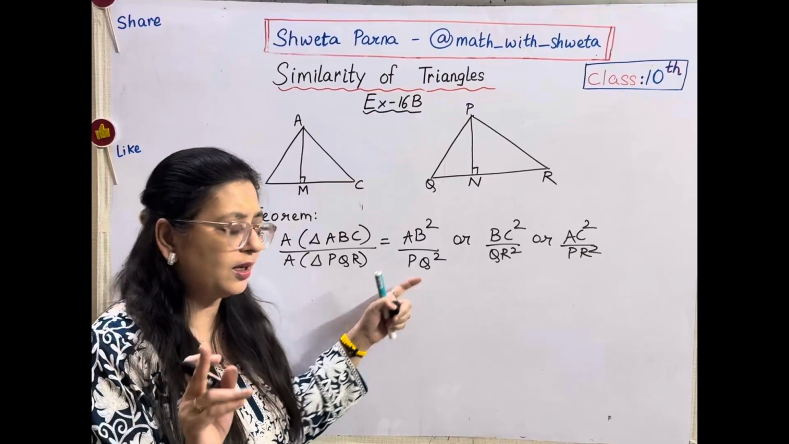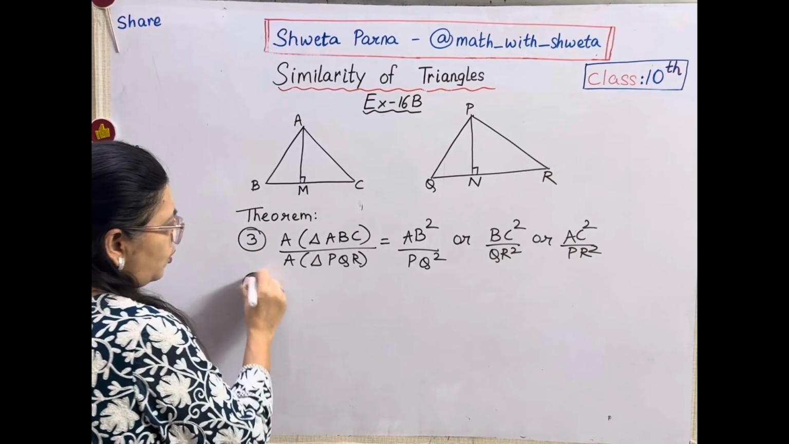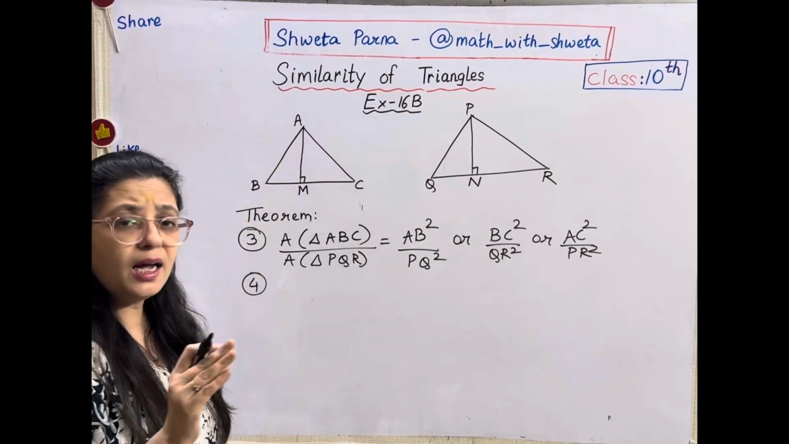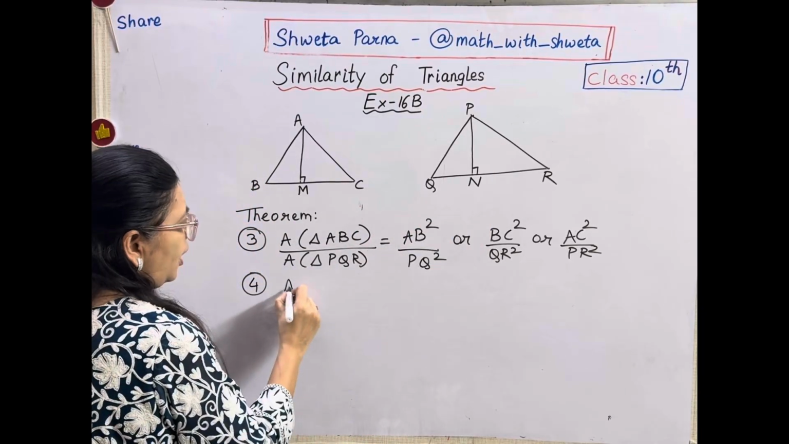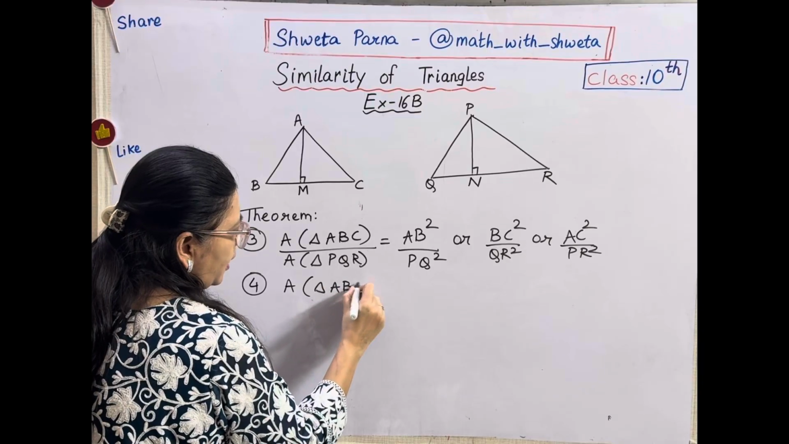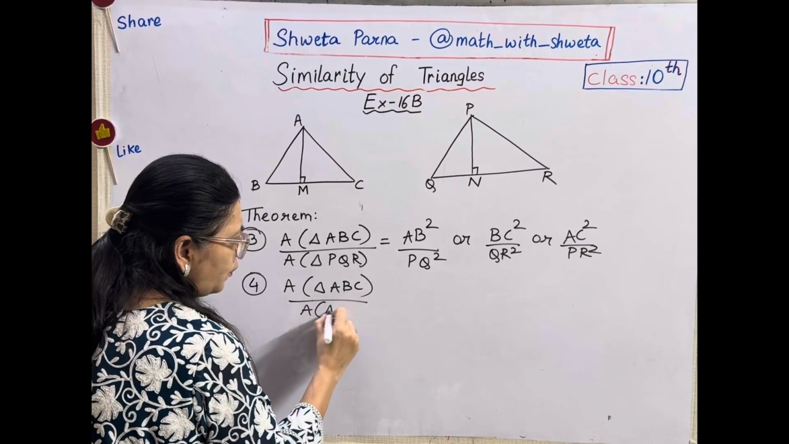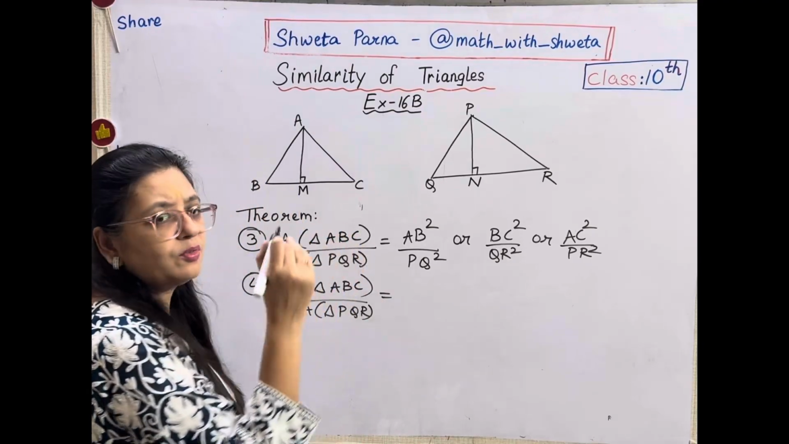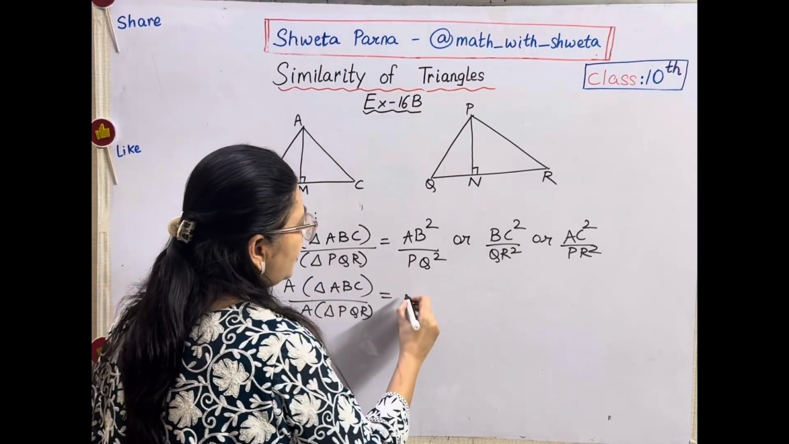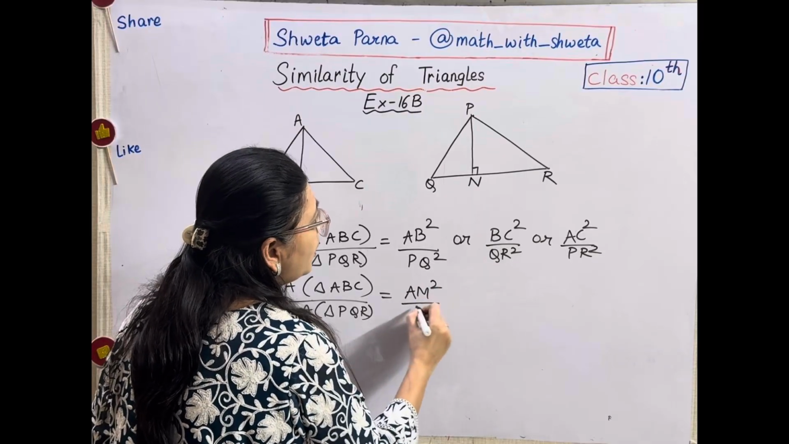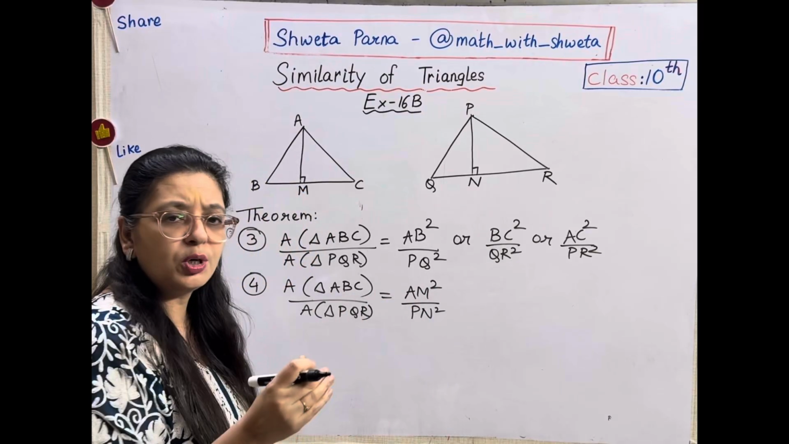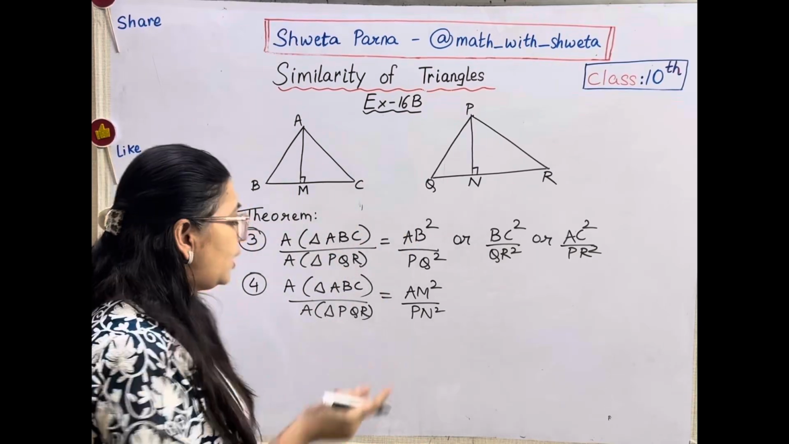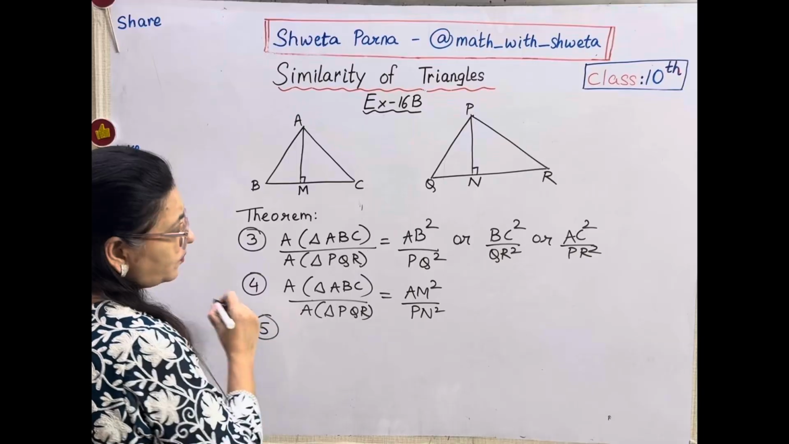This is theorem 3. Then comes theorem 4. It says that if AM and PN are the two altitudes, then the areas of two similar triangles are proportional to the squares of their altitudes. That means AM square upon PN square. What is an altitude? Altitude means height. It forms 90 degrees, or they are perpendicular. Then comes theorem 5.